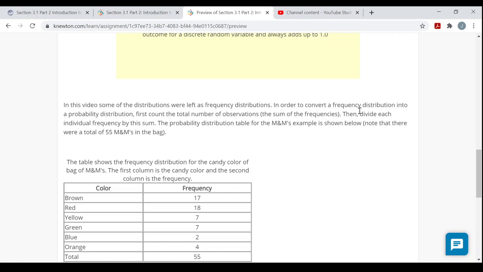In order to convert a frequency distribution into a probability distribution, first count the total number of observations, the sum of the frequencies. How many values are there? How much data do you have? What's the size of the sample? Then divide each individual frequency by that sum. Basically, if you have a frequency distribution, the corresponding probability distribution is just made up of relative frequencies, and hopefully you remember what those are: what percentage of the data is in each class.